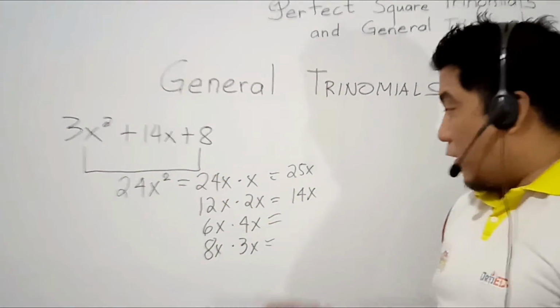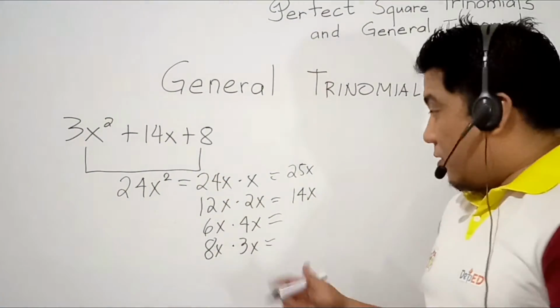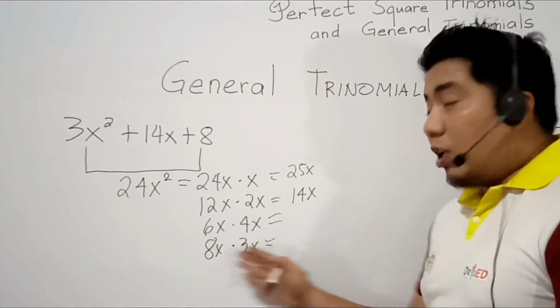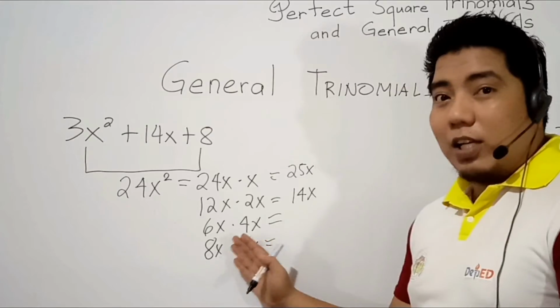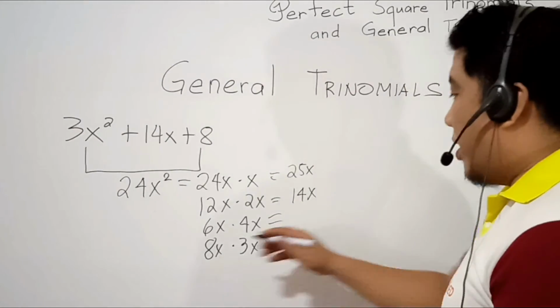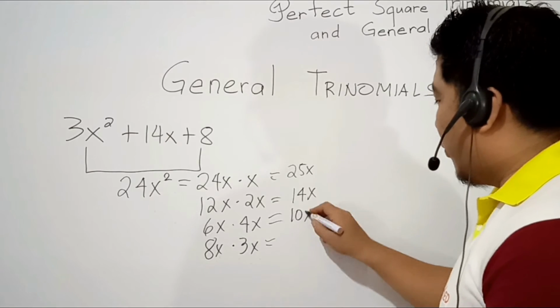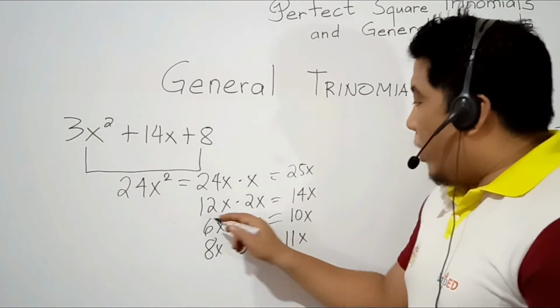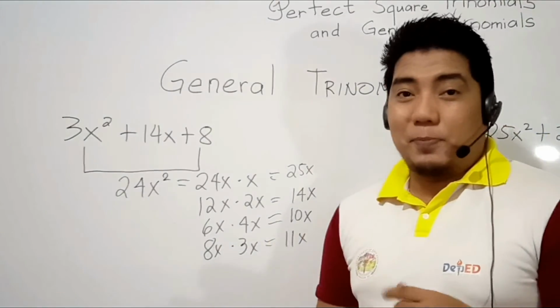Now, if that's the case, you can still go on or you can just stop right here. Okay, but for the sake of this argument, let's just consider to finish this. Okay, and we have here 11x. Now, we have here 12x and 2x, right?